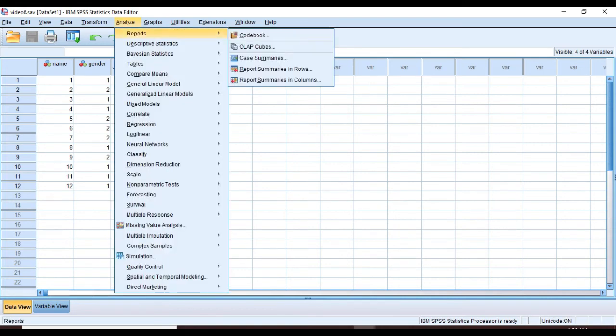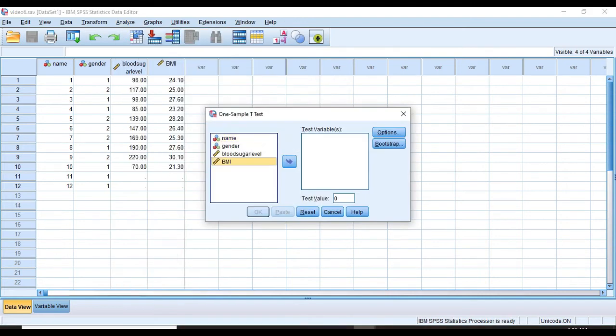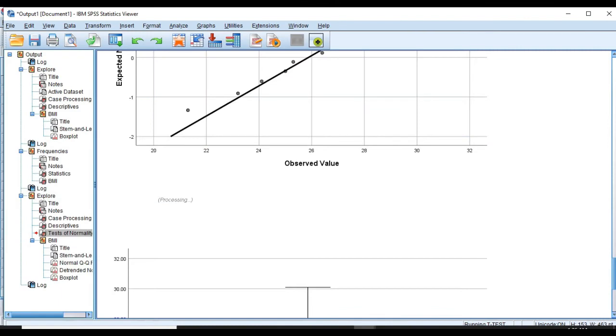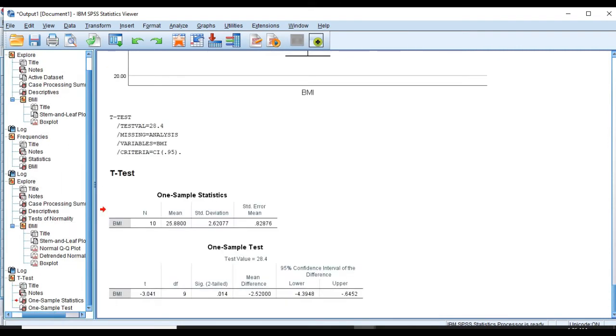So go to Analyze, Compare Means, One-Sample T Test, and put our variable BMI into the box Test Variable. And here we need to set our hypothesized population mean in this box labeled Test Value. So imagine that the average BMI of 60-year-old residents is 28.4. Here SPSS is going to calculate the mean of our sample and then compare it to the known value of 28.4. So click OK.